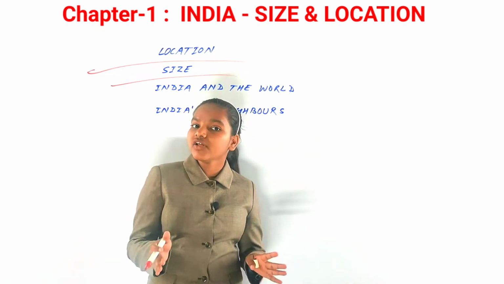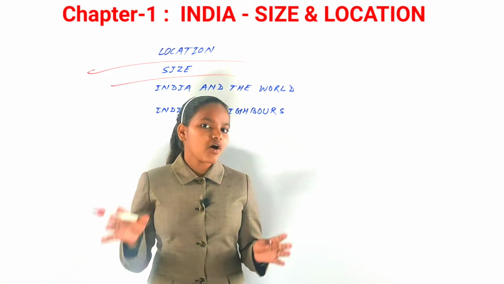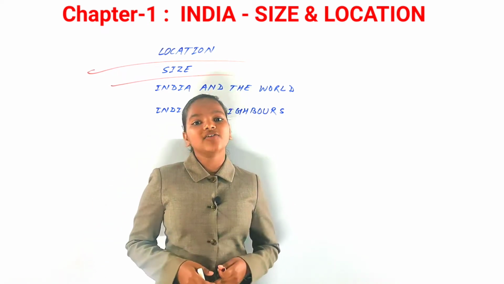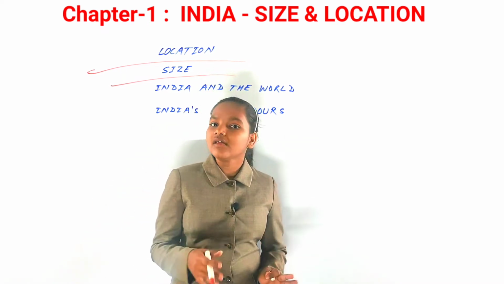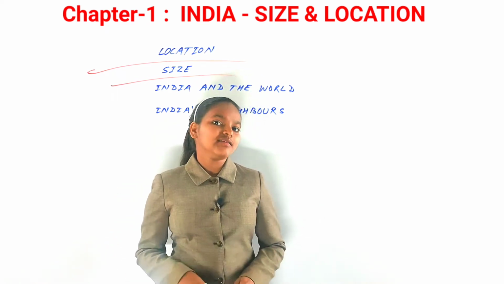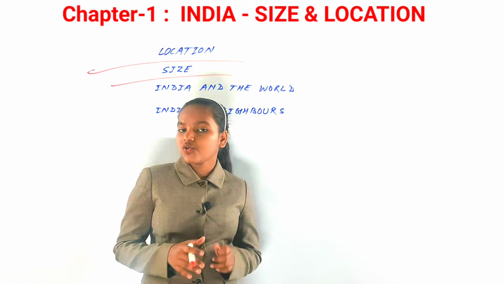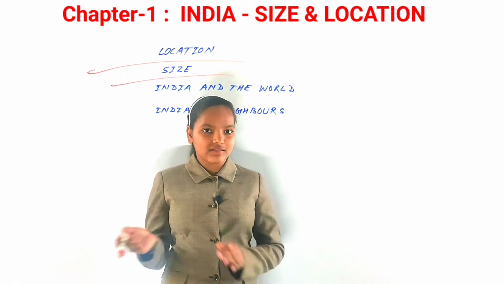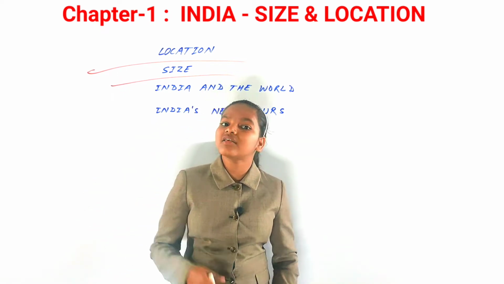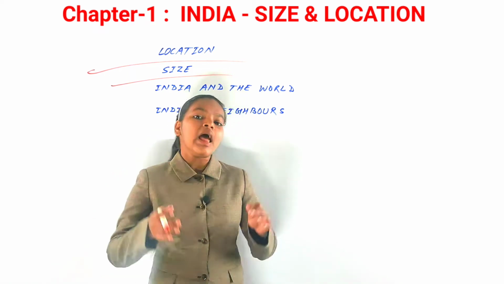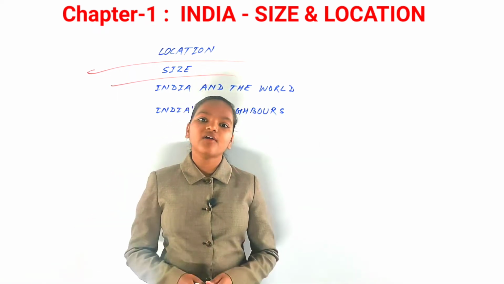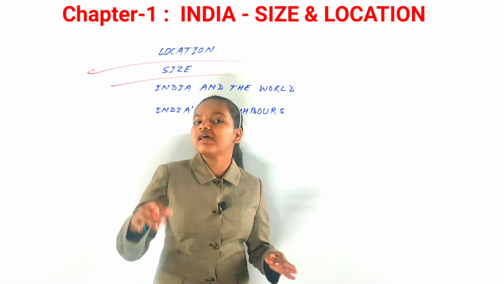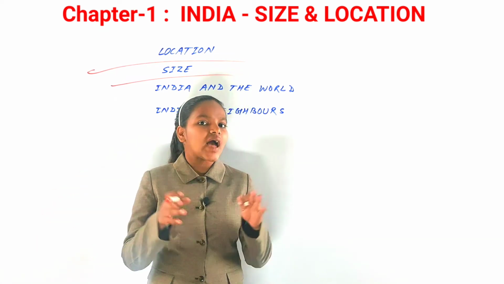And if we talk about the boundaries of our country, then the total coastline boundary of our country is about 7,516.6 kilometers, and the total land boundary is about 15,200 kilometers. I have said that the total coastline includes the Andaman Nicobar Islands as well as the Lakshadweep Islands. So the coastline is about 7,516.6 kilometers, and the total land boundary is about 15,200 kilometers. Land boundary is the boundary that connects to any other country. So that is about the size of our country.